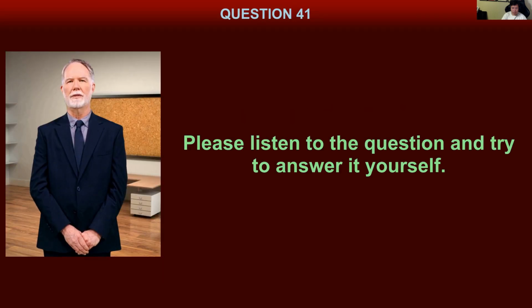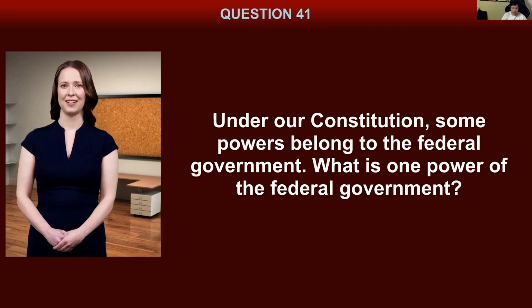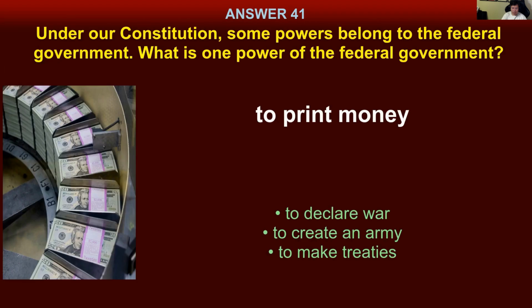Under our Constitution, some powers belong to the federal government. What is one power of the federal government? To print money.